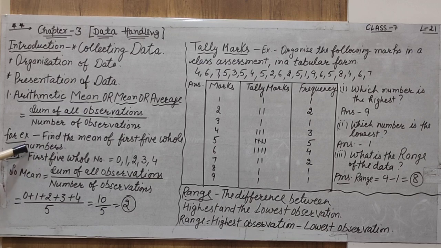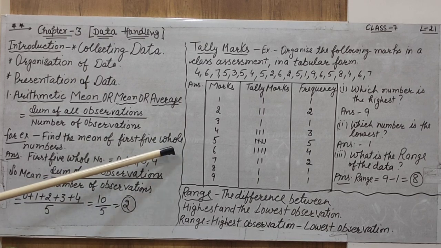Now, as you know, let us see the answer. The first 5 whole numbers are 0, 1, 2, 3 and 4. Now 0 is the smallest whole number, because whole numbers are positive numbers and start from 0.